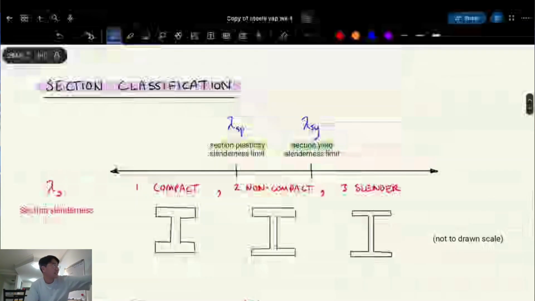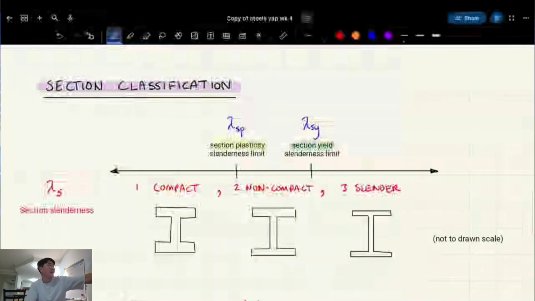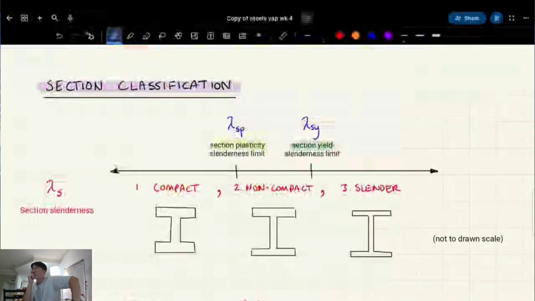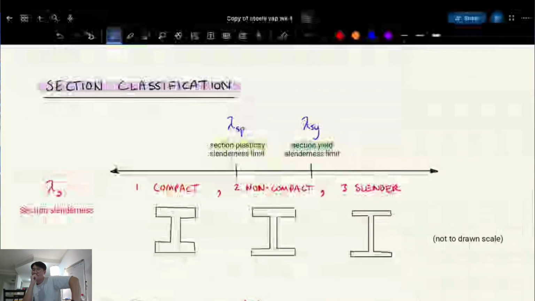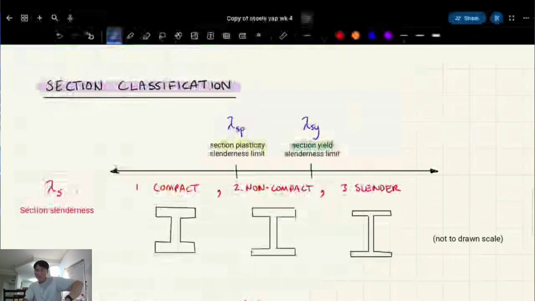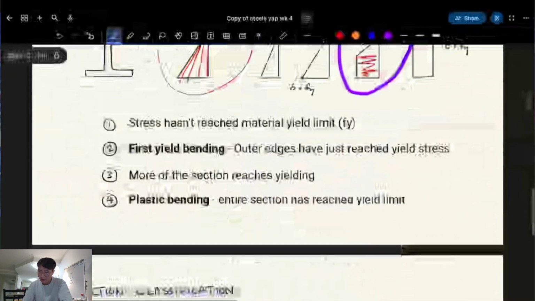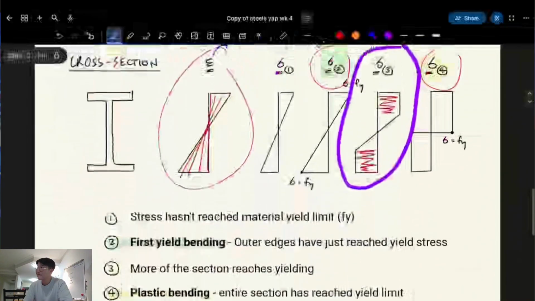It's called the section plasticity slenderness limit and the section yield slenderness limit. So it's to do with what we just talked about, right? The ratio of the thickness of the flange and the web are the same. No, it's more about what I talked about earlier, right? First yield bending, plastic bending.